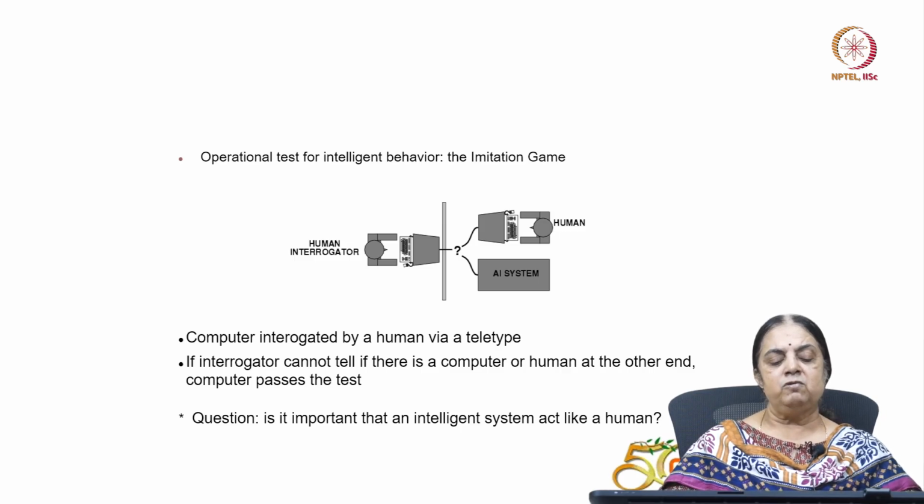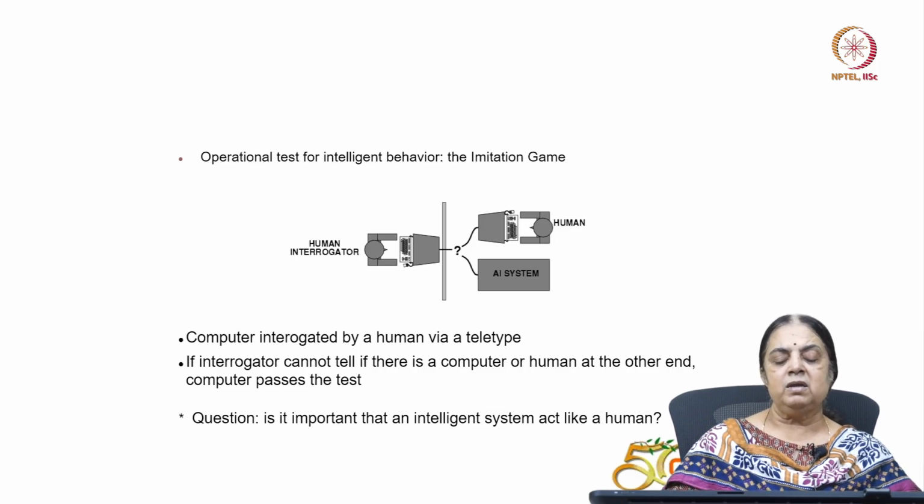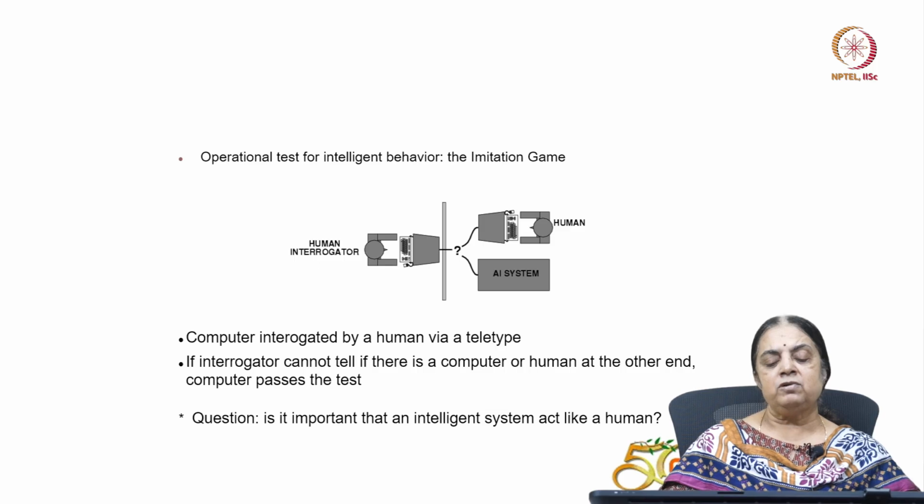So we'll now talk about what is called the Turing test. So what is a Turing test? The Turing test, also called the imitation game. In other words, you have a human interrogator who is separated from the AI system, or the computer system, and there's a teletype with which he communicates with the AI system. And if the interrogator cannot tell whether it is a computer or a human being at the other end, the computer actually passes the test. So that is what is known as the Turing test.